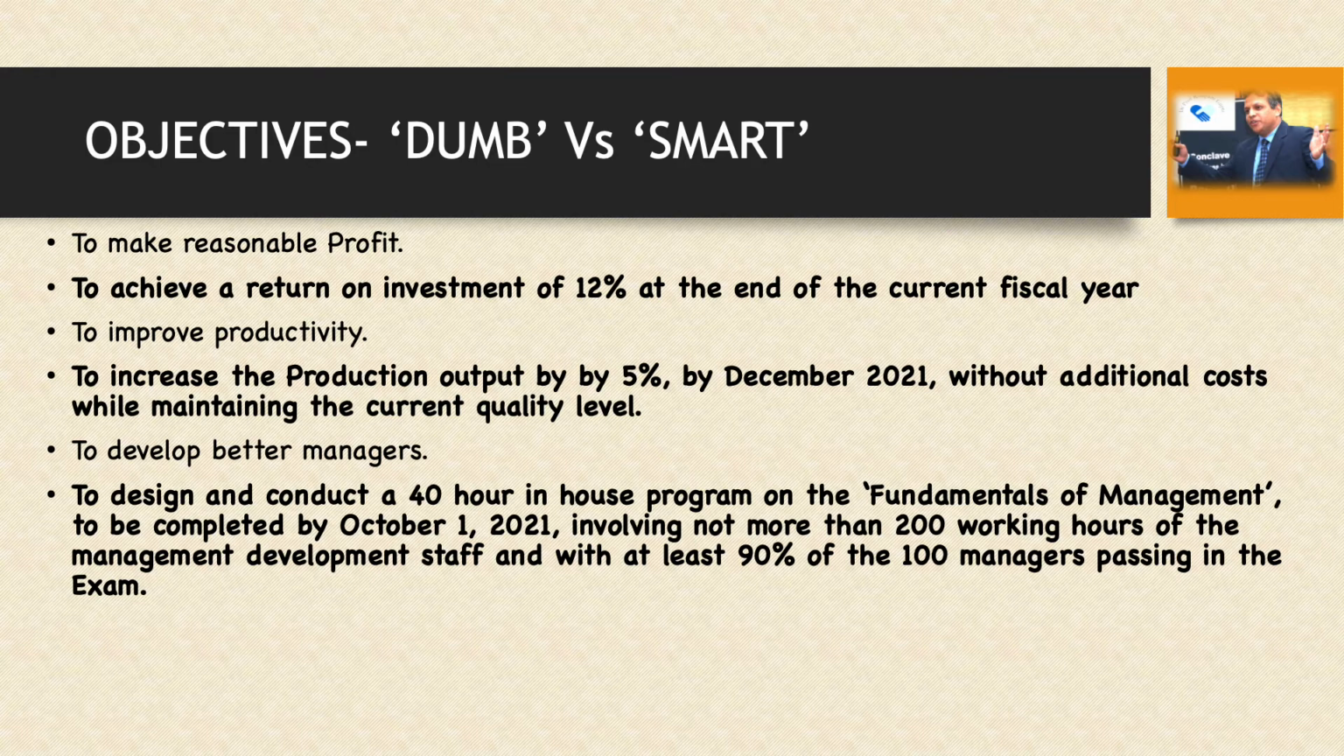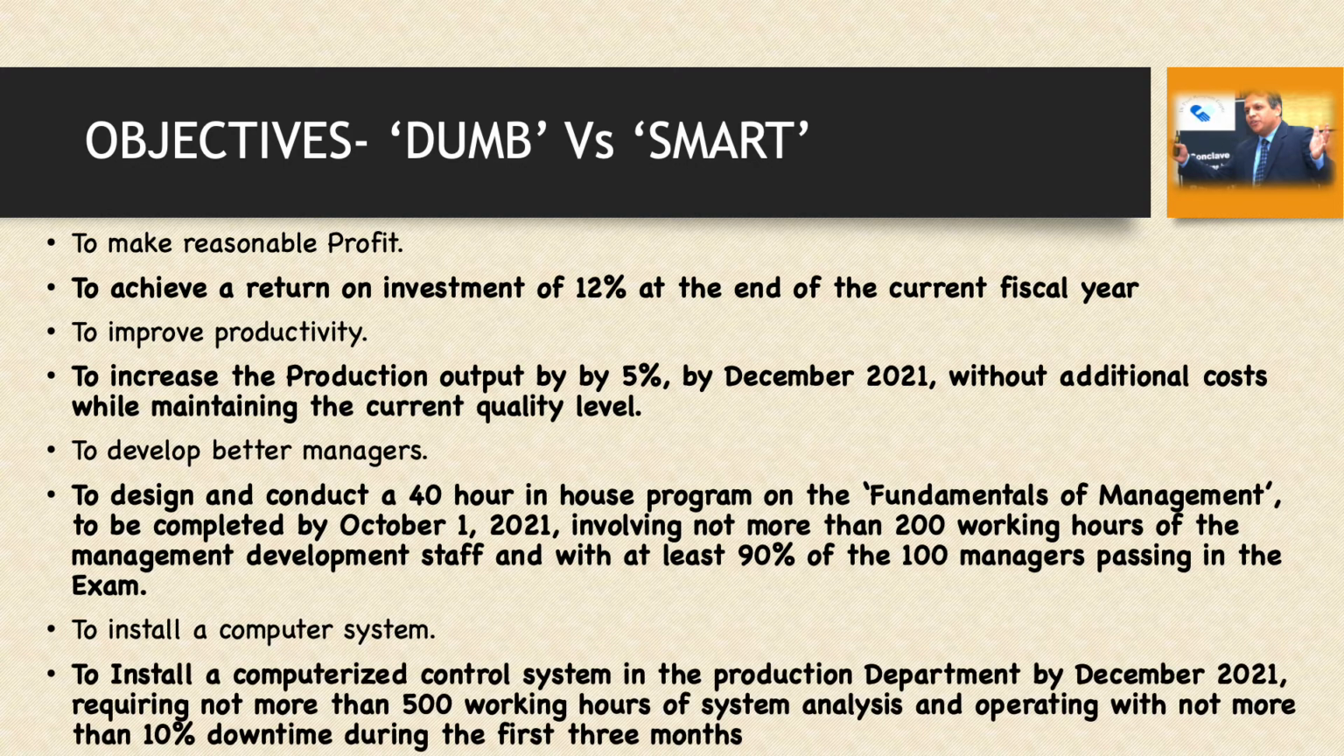Smart option: to design and conduct a 40-hour in-house program on the fundamentals of management to be completed by October 1st, 2021, involving not more than 200 working hours of the management development staff and with at least 90% of the 100 managers passing the exams. A dumb version: to install a computer system. The smart version: to install a computerized control system in the production department by December 2021, requiring not more than 500 working hours of system analysis and operating with not more than 10% downtime during the first 3 months.